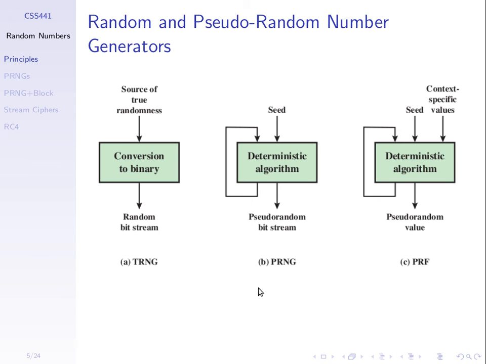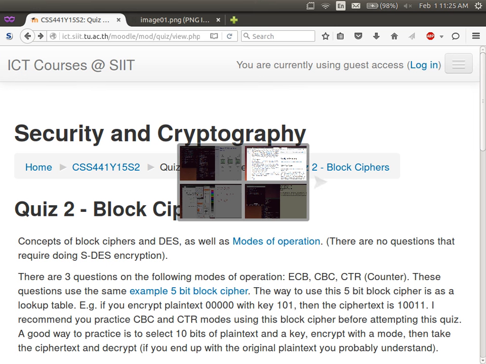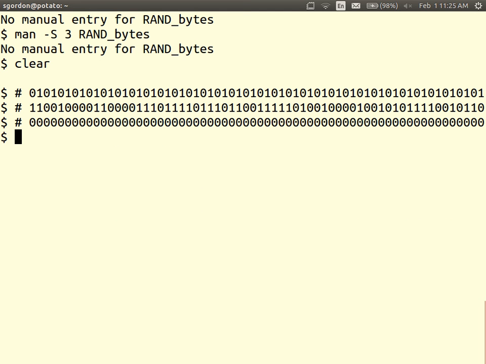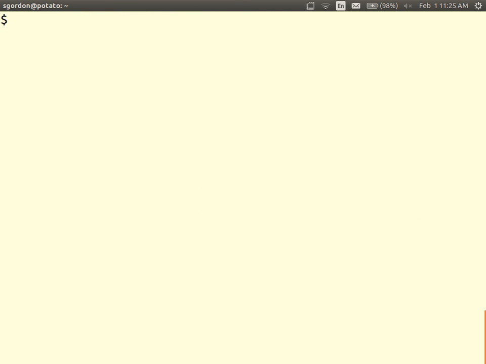So, an example. A quick one, and then we'll explain what happens. On my computer, I need to somehow generate random numbers. How do I do that? Maybe you need to write some software that does some encryption, and you need to generate a random key. How are you going to do that in your favorite programming language?